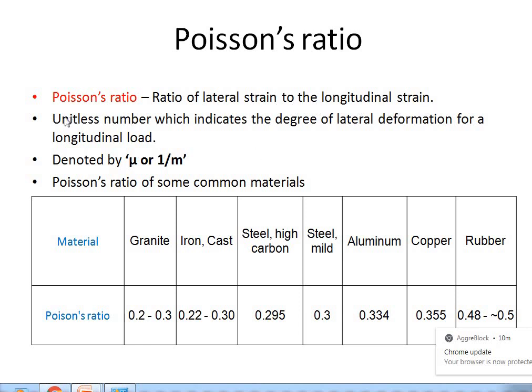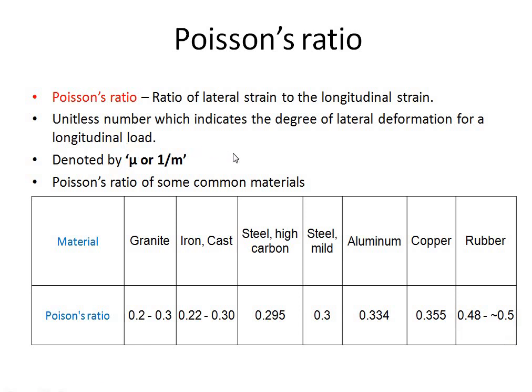Now, Poisson's ratio, since it is again the ratio between strain and strain, is a unitless number which indicates the degree of lateral deformation for a longitudinal load. So if the Poisson's ratio is more, it indicates that whenever you apply a load along one direction, the deformation in a direction 90 degrees to the load will be more. It is denoted by the letter mu or 1 by m.